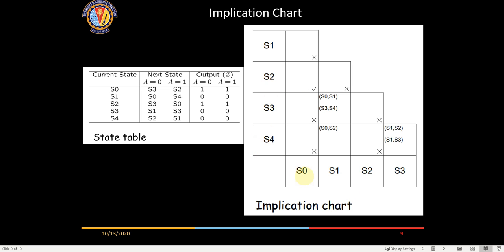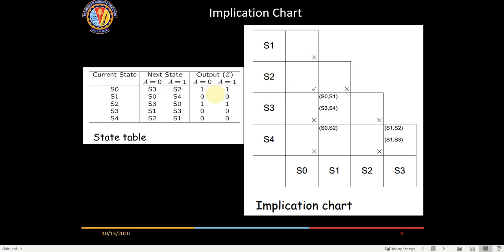Okay, I'll repeat it. On the x-axis, you start from S0 and leave the last one, S4. And here you start from S1 at the top, leaving S0, so you get a 4x4 kind of matrix. Okay, now you have that. Now let's try and map S0 and S1. Is there any possibility of merging them into one?